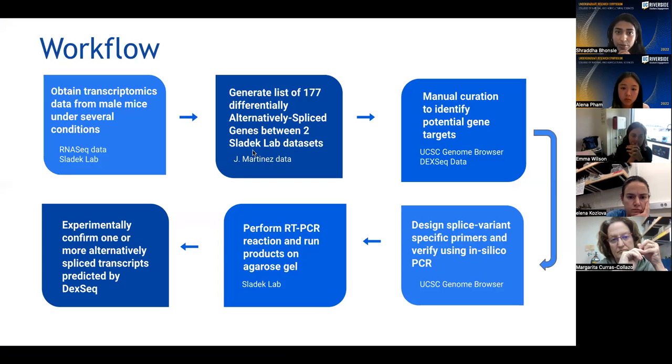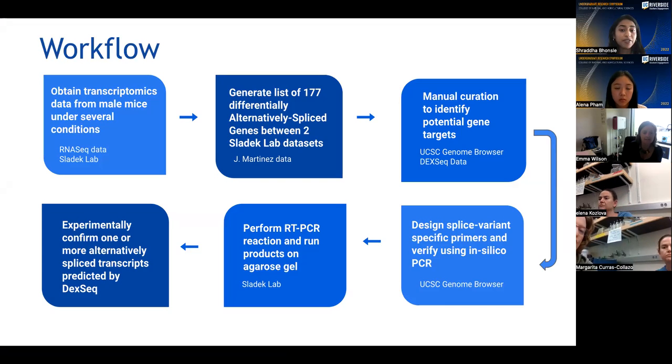Here is my workflow. So the way that I plan to identify alternatively spliced genes is first using transcriptomics data from male mice that our lab already has, and a bioinformatics program known as DEXseq that has provided us with a list of 177 genes that it believes are alternatively spliced. And I'm going to have to go in and manually curate this to double check that the program didn't call false alternative splicing, and then design primers first in silico, and then test them in the lab, and hopefully at the end of that project, be able to confirm one or more alternatively spliced transcripts predicted by that program.